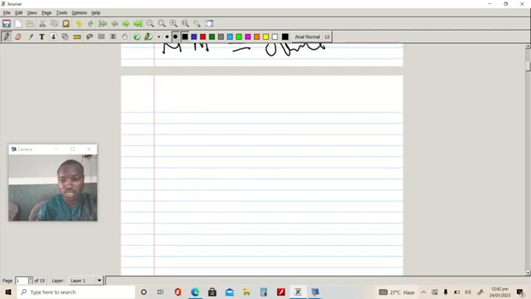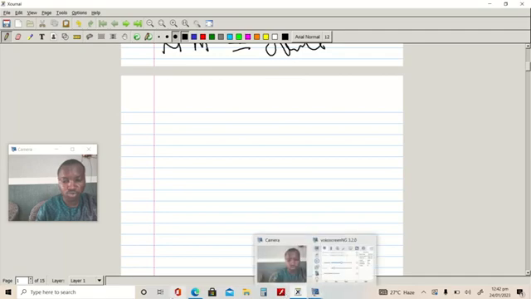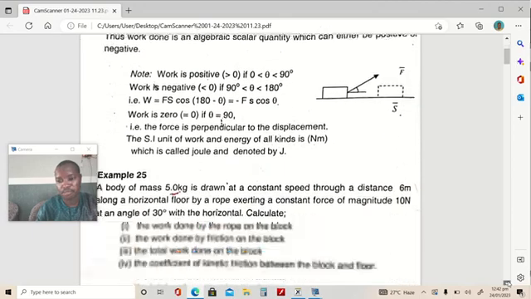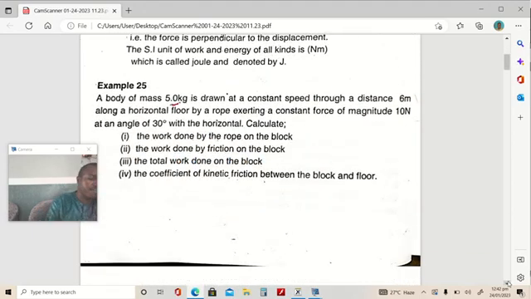I want us to look quickly at some problems, if possible 1 or 2, because of time. Let's see this problem. A body of mass 5 kilograms is drawn at a constant speed through a distance 6 meters along a horizontal floor by a rope exerting a constant force of magnitude 10 Newton at an angle of 30 degrees with the horizontal. Calculate the work done by the rope on the block.